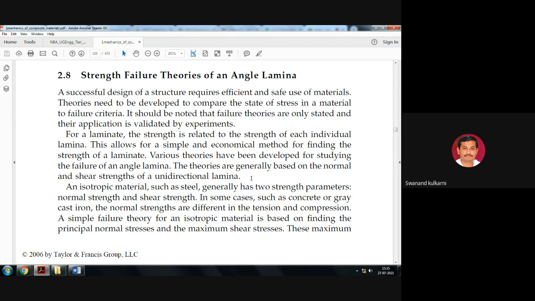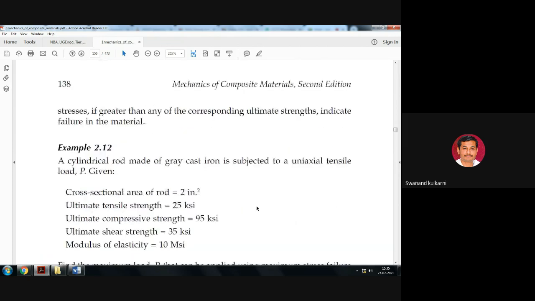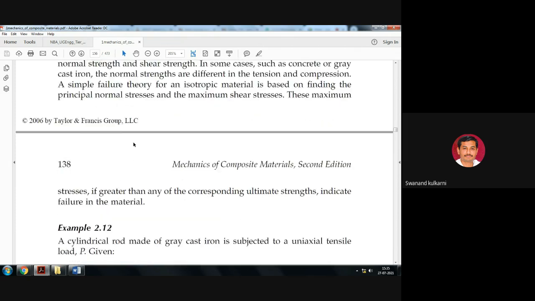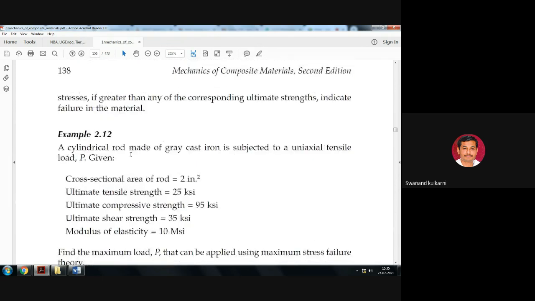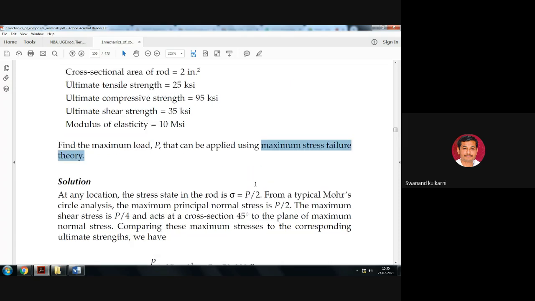Besides this, first of all, we should start with the isotropic material and the fundamental things which we have studied up till now. During last lecture, we have seen this particular example. In that example, the cross-sectional area of the rod is provided, ultimate tensile strength is provided, ultimate compressive strength is provided, and ultimate shear strength is provided. And it is asked what is the maximum load that can be applied using maximum stress failure theory. So how is this theory used?